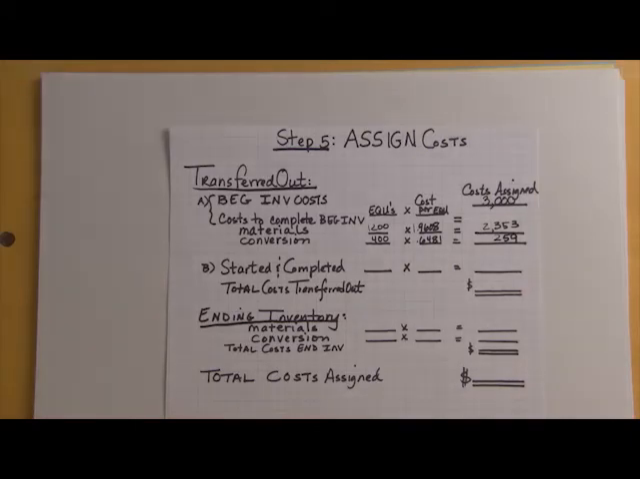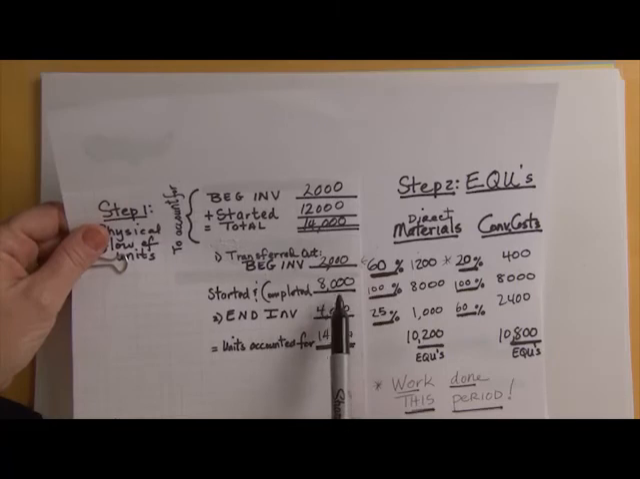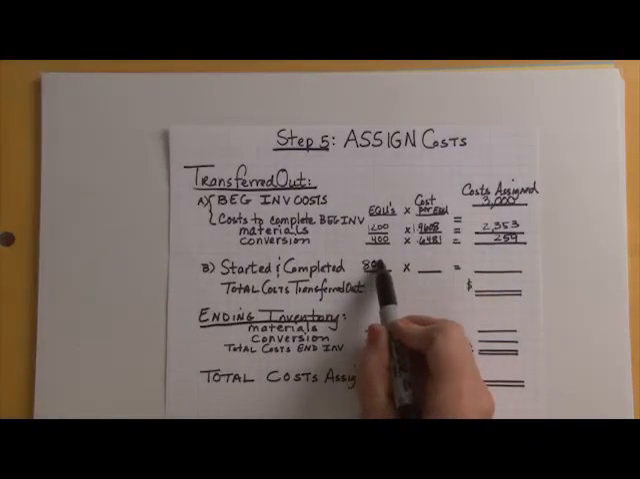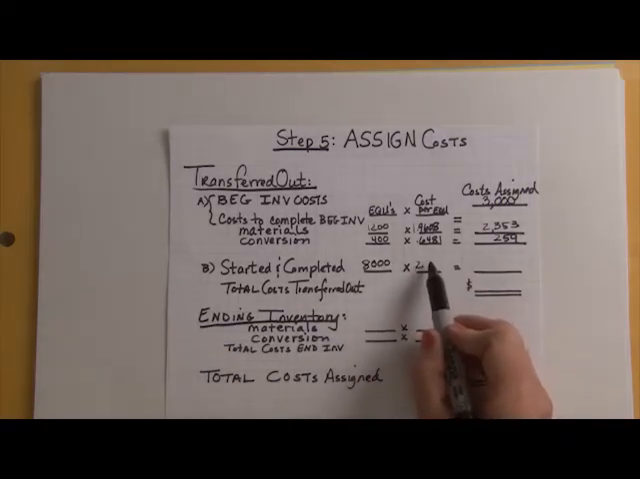All right, so what we're saying at this point is the transferred out units contain the costs that were in the beginning inventory, because those units are gone and the costs go with them. These are the costs associated with completing those beginning units and getting them all the way ready to transfer out. And then, of course, we have the started and completed units from step 2, which were the 8,000, and they were obviously 100%. So we can just take the 8,000 and use the full cost here for both materials and conversion.